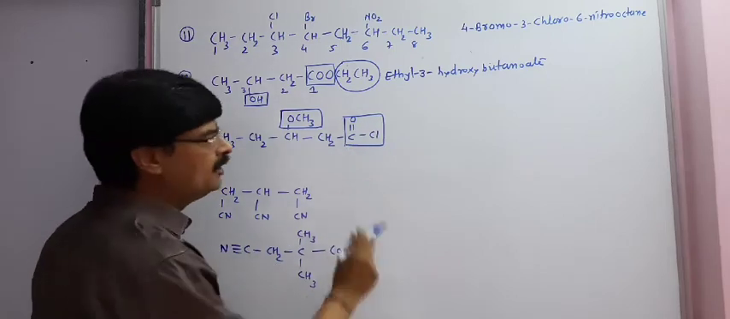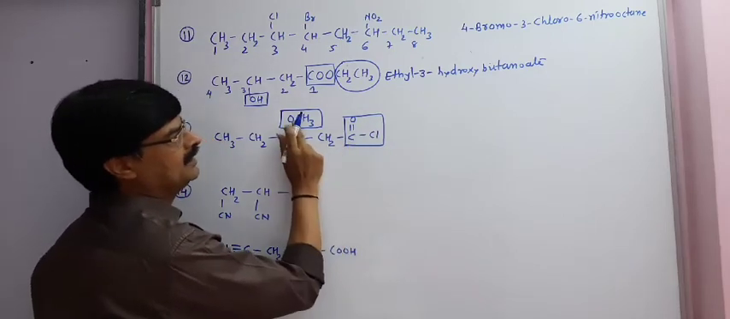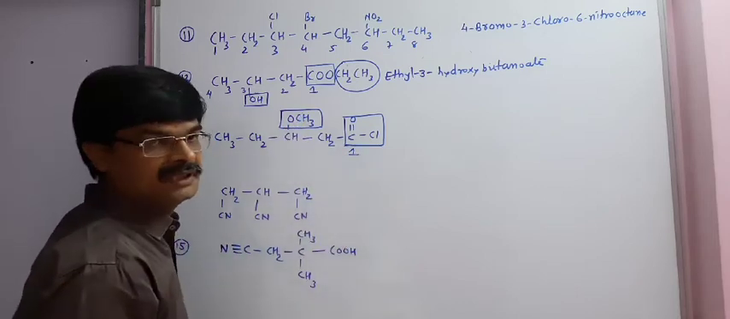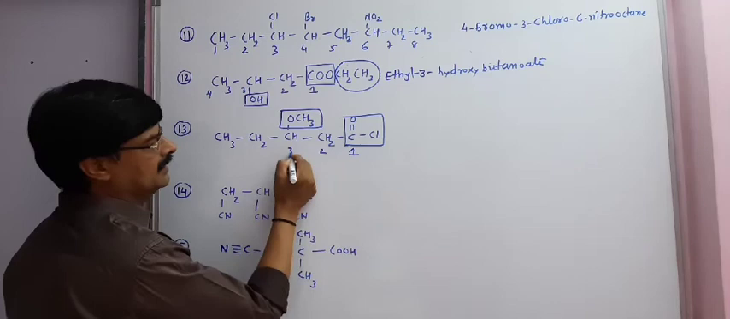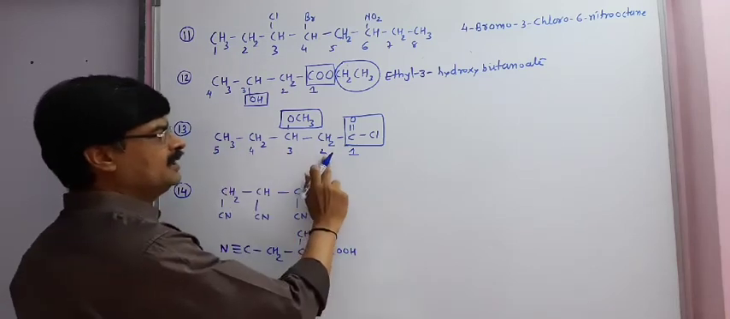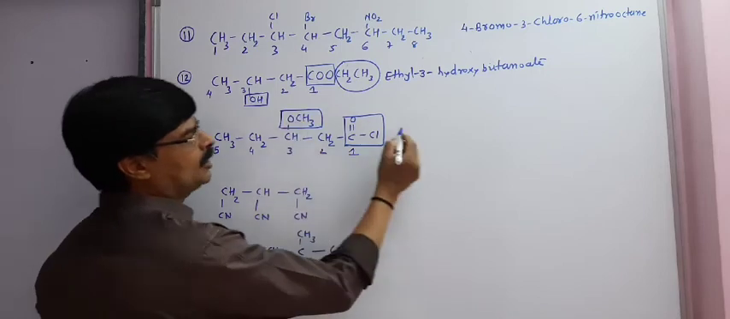So the priority of the COCl group is more than the methoxy group. That is why carbon number 1 will come here, then 2, then 3, 4 and 5. So first of all we will write 3-methoxy.